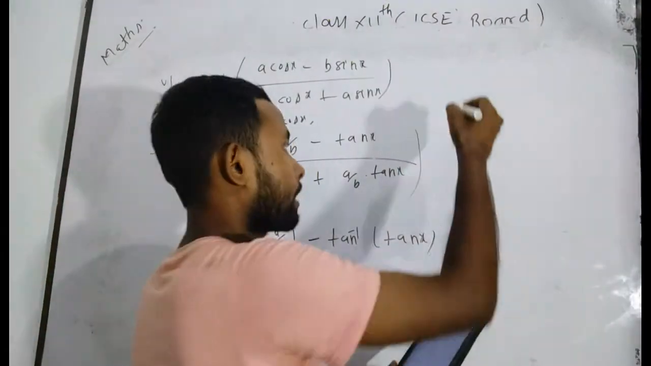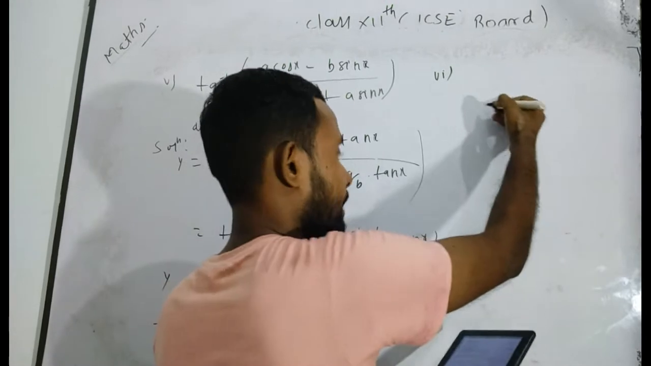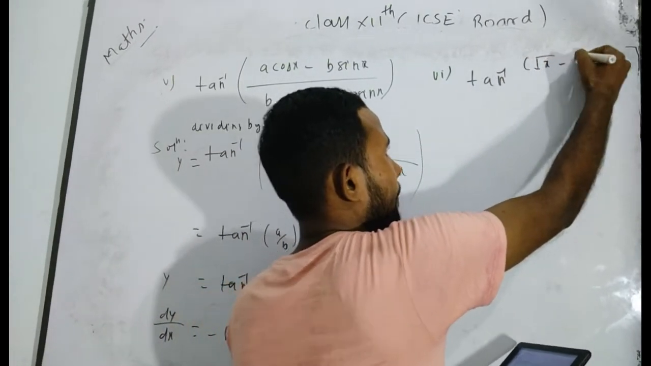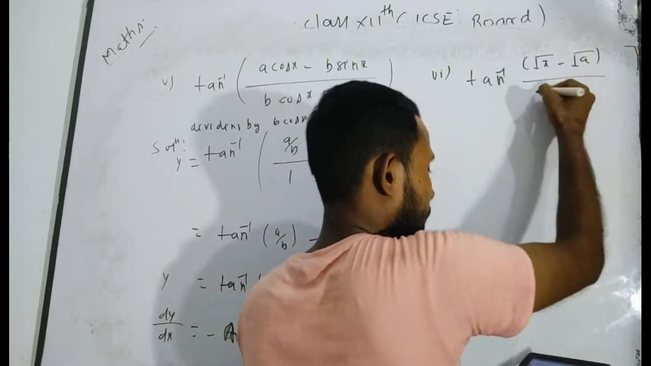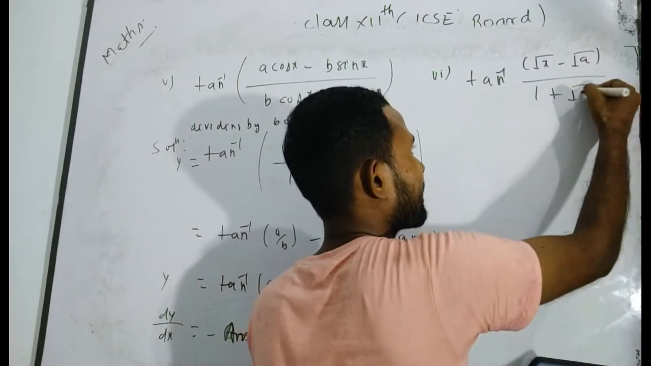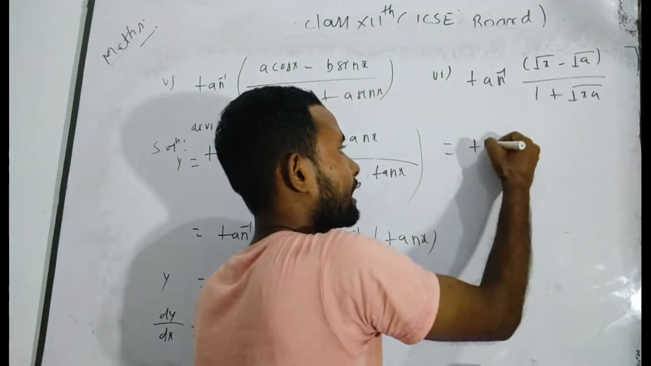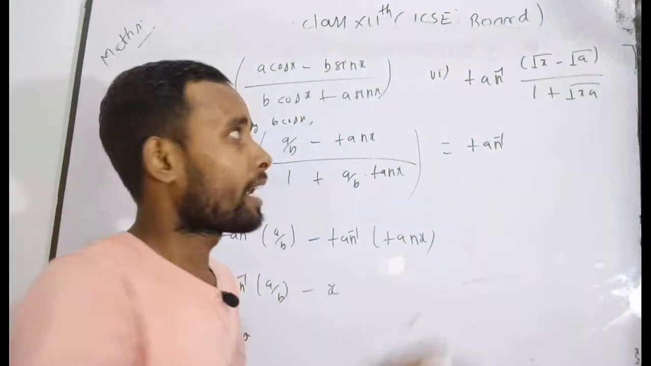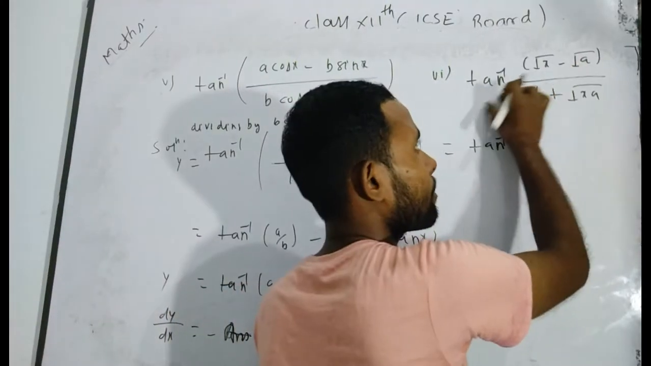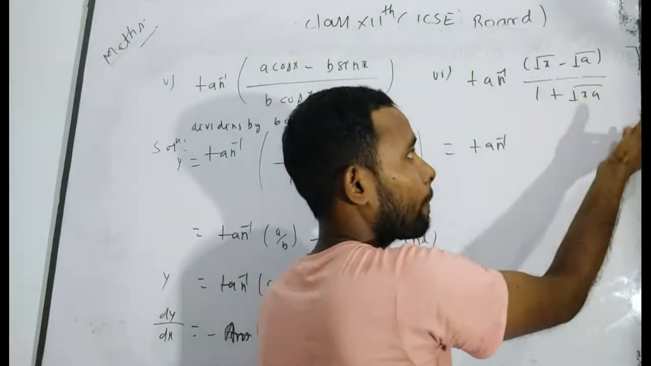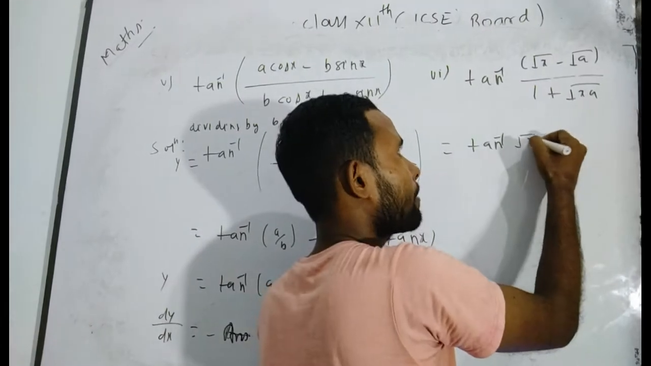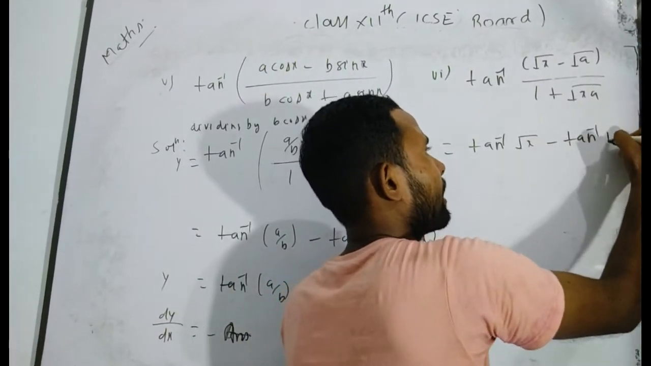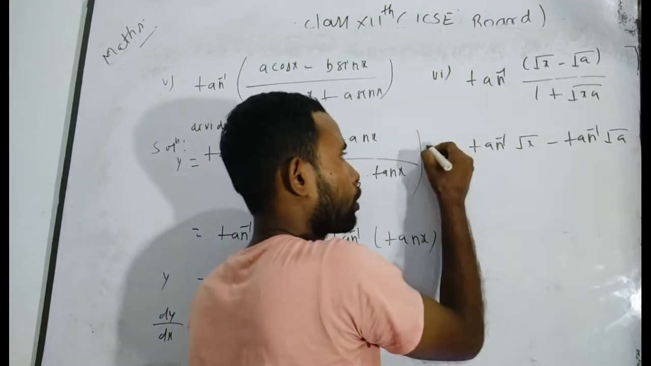Now I want to take the next question for you. 6. See here. It will be tan inverse root x minus tan inverse root a divided by 1 plus root under x. Similarly, it is also very easy. It is nothing. It has given you the formula directly: tan inverse a minus b, that means tan inverse of (x minus y) divided by (1 plus xy). So can you write tan inverse x minus tan inverse y? Can you write that?